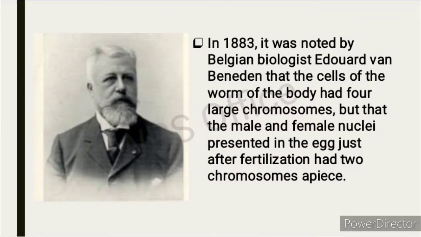In 1883, it was noted by the Belgian biologist Edouard van Beneden that the cells of the worm's body had four large chromosomes, but the male and female nuclei present in the egg just after fertilization, before the two nuclei fuse with one another, had but two chromosomes apiece.